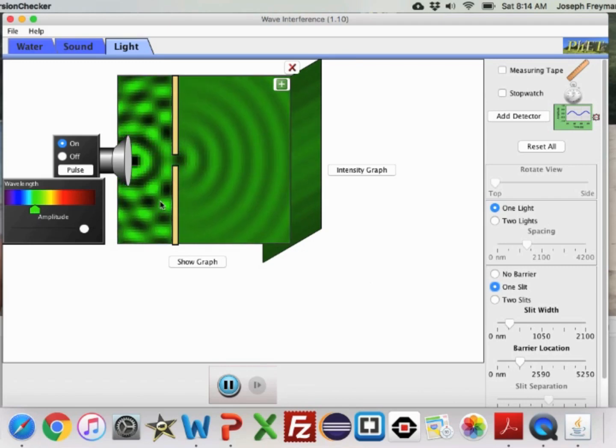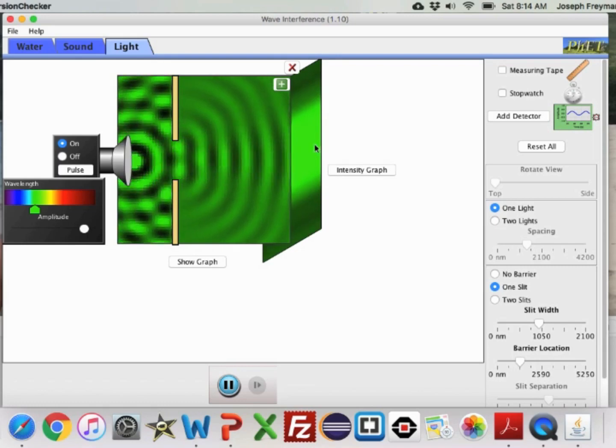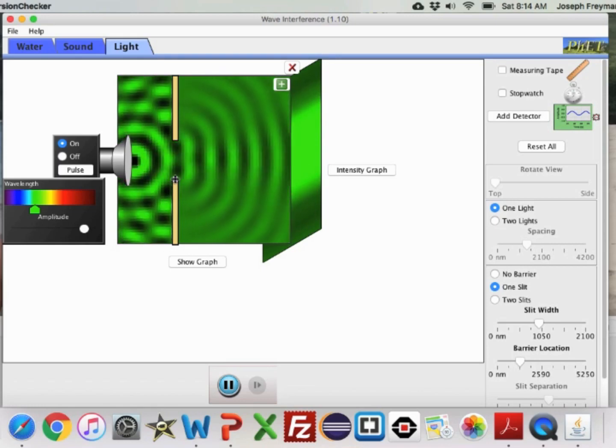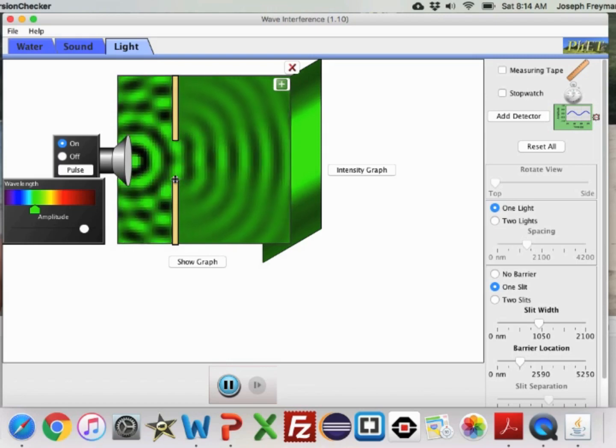So I'm going to increase the slit, and notice when we increase the slit we just get really a single bright area in the middle, and it's pretty hard to see the other areas. And that's because the slit is pretty large in reference to the wavelength of the wave propagating through the slit.